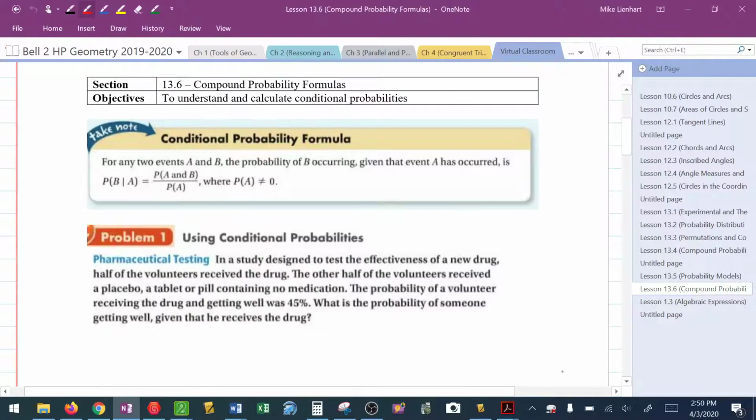This video is on compound probability formulas. All right, this is another way for us to look at conditional probability, but in a compound setting.